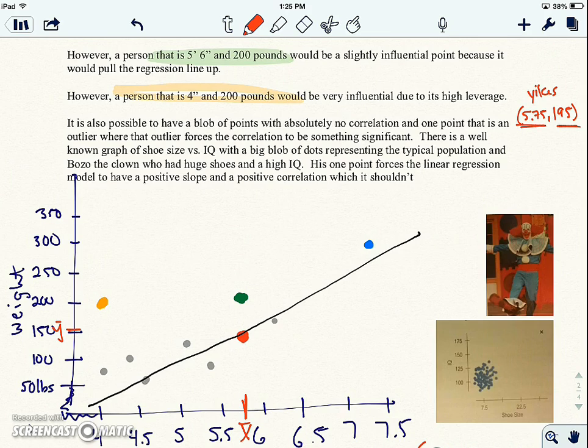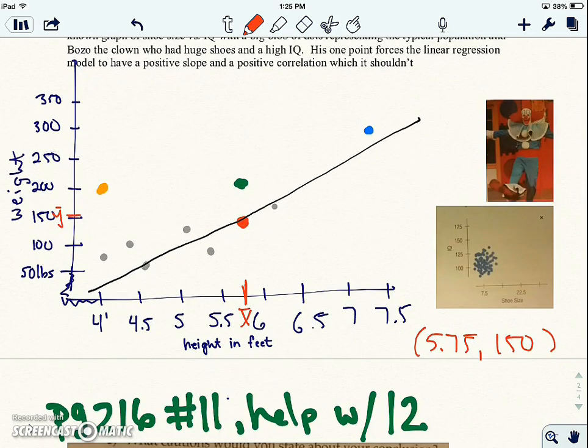So I went back and looked at the heaviest healthy weight, and for the average size man, the heaviest healthy weight is about 150, 154. So if you're 5.75 feet tall, you should weigh about 150 pounds, and I plotted that on here. And what we have is the height in feet and the weight and a little bit of a scatter plot, and then we have some example points.